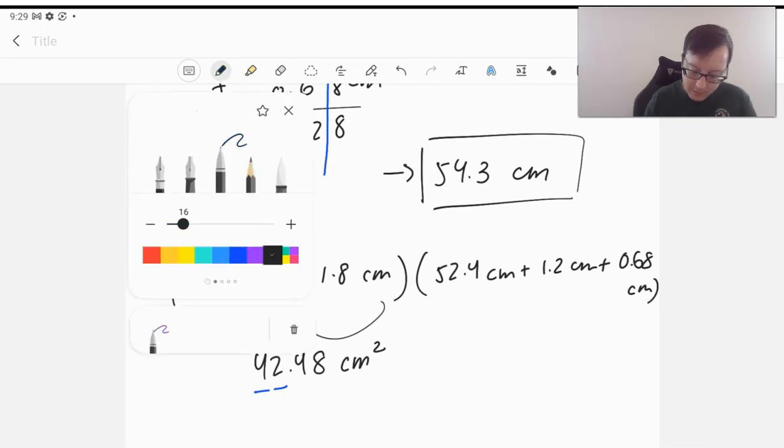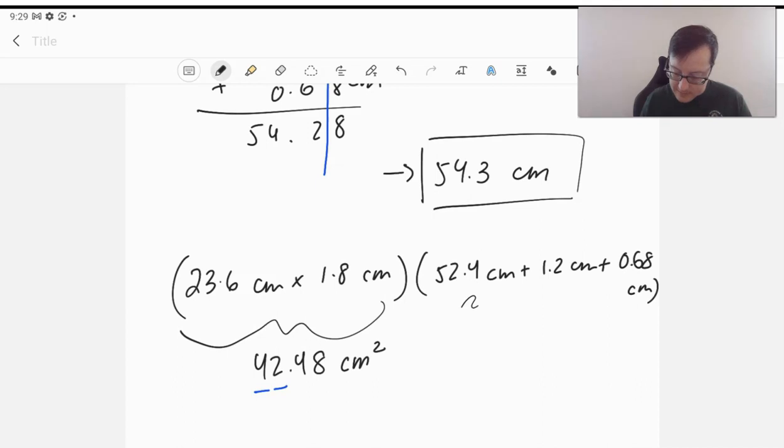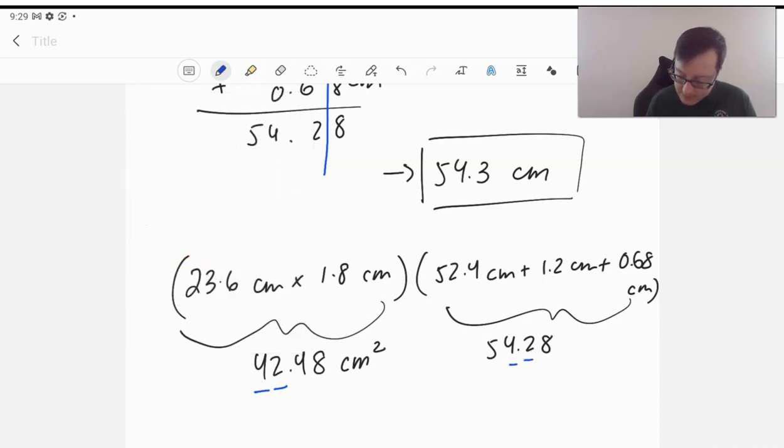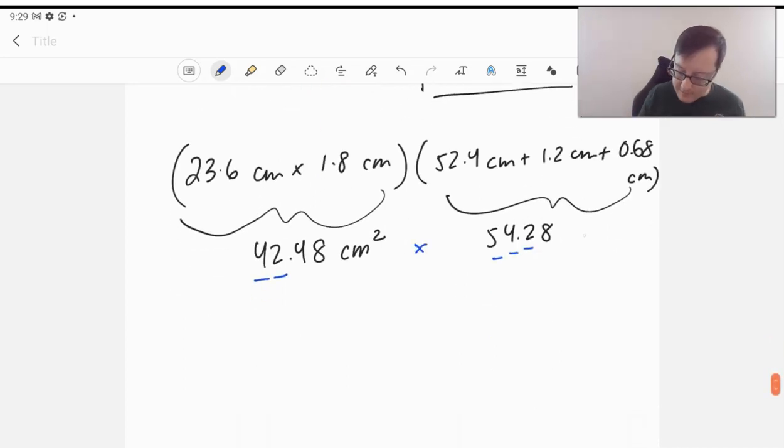We also know, we've already done the math for the other one, that this number was 54.28, but that we should round it. If we were done, we would round it at that 2. And so now, when we actually multiply these two numbers together, they're unrounded. They're still in their regular forms. We're going to multiply 42.48 times 54.28. We don't round the numbers before we do more math with them. And so now we do this. This is a cm, by the way.